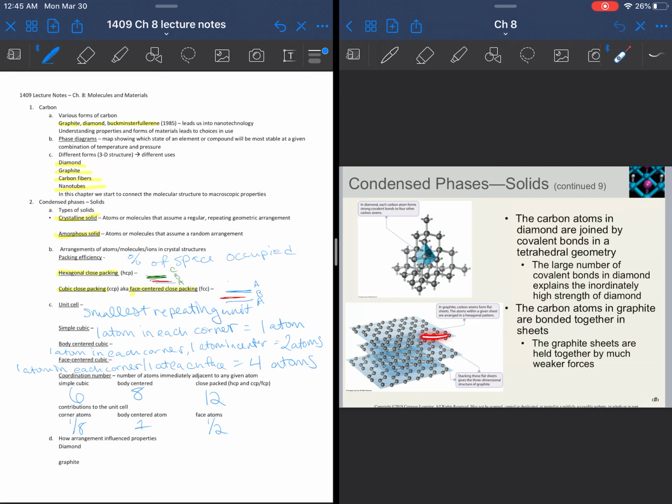That's why it's really useful in something like a pencil. As you apply pressure, those sheets slide off. It's a good lubricant, again, because those sheets slide apart from one another.